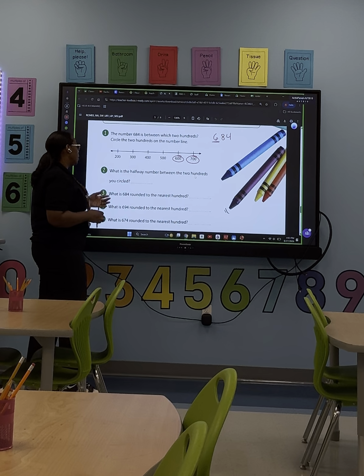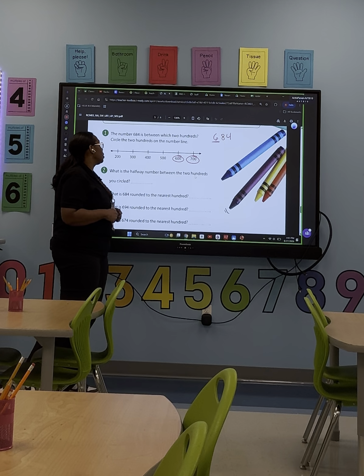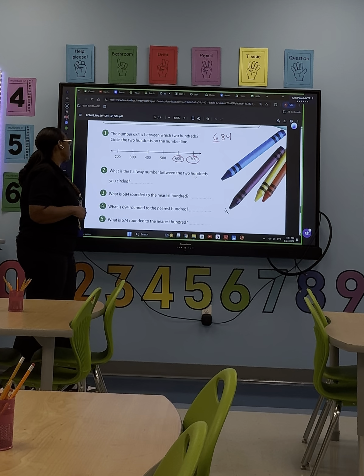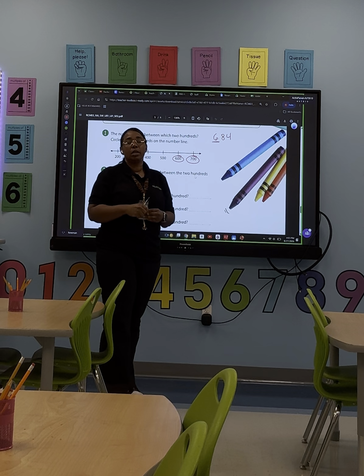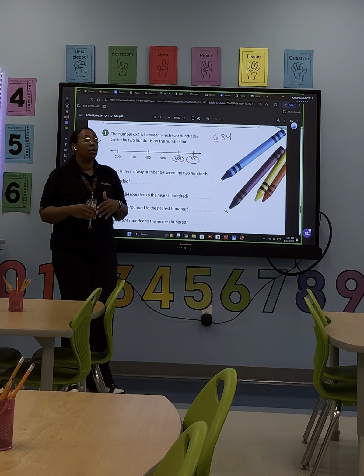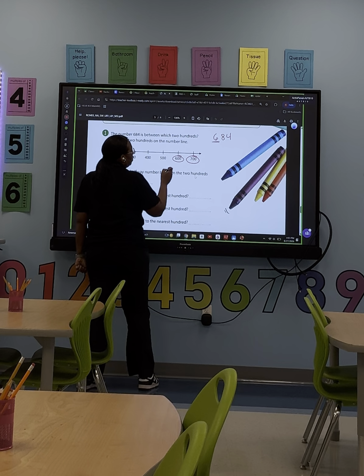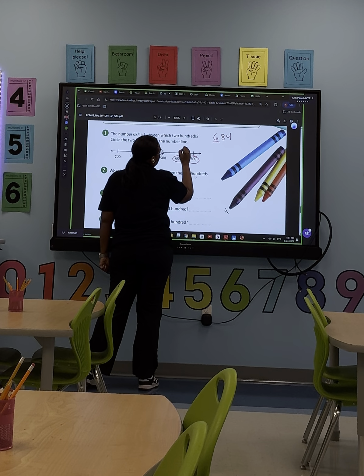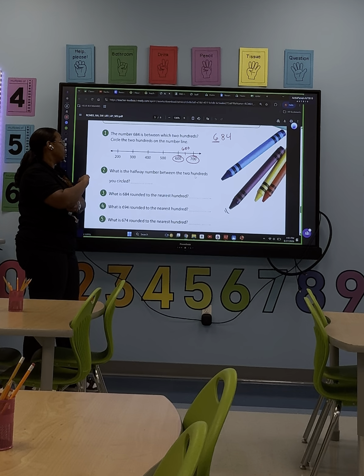Now, let's go to number 2. Number 2 says, what is the halfway number between the two hundreds you circled? So the halfway number is the number that's going to be in the middle of those two numbers. So what number is in the middle of 600 and 700? Well, that number is going to be right here, and it is going to be 650. 650. Okay?